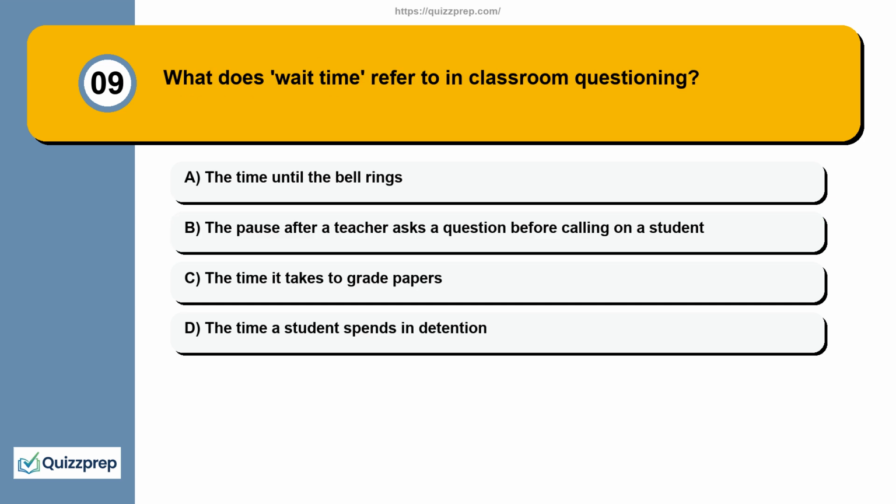Question 9. What does wait time refer to in classroom questioning? Here are your options. Option A. The time until the bell rings. Option B. The pause after a teacher asks a question before calling on a student. Option C. The time it takes to grade papers. Option D. The time a student spends in detention.